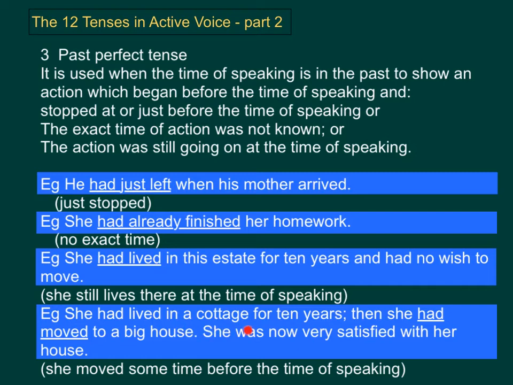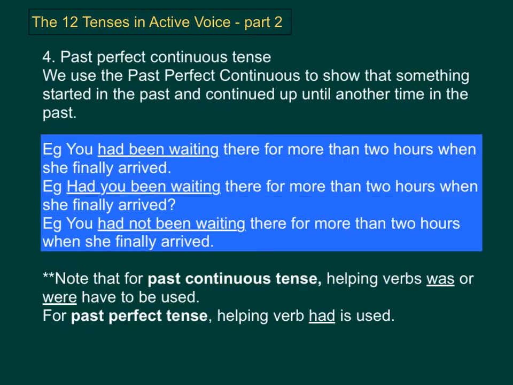She had lived in a cottage for 10 years. Then she had moved to a big house. She was now very satisfied with her house. In this sentence, we know that she moved to a big house some time ago, because it says that she was now very satisfied with her house. This is also an example of an action that is still going on at the time of speaking.